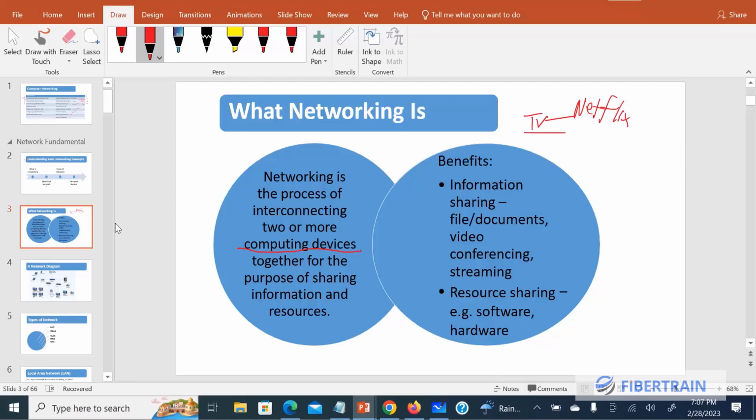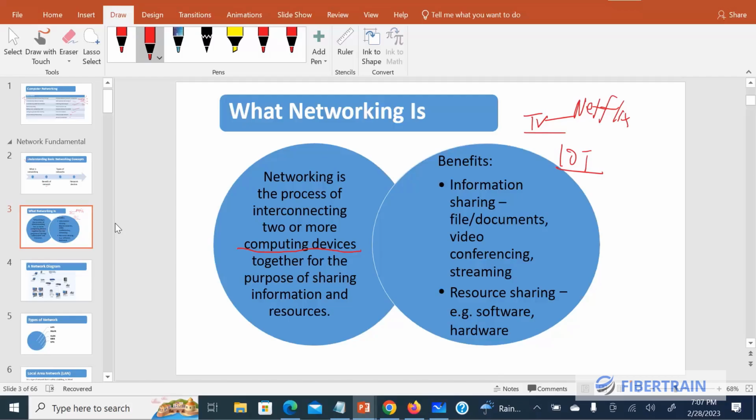It could be your microwave oven, your refrigerator, your air conditioner. This is all about IoT, which is Internet of Things, where all the home appliances we use today can now have access to the internet. So any form of interconnecting 2 or more of these computing devices together for one single purpose, which is sharing information and resources, that is what we call networking.